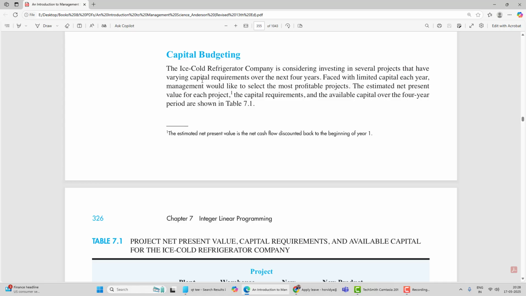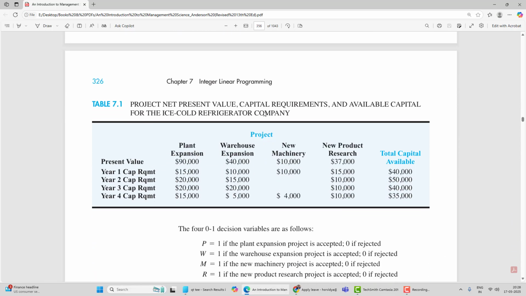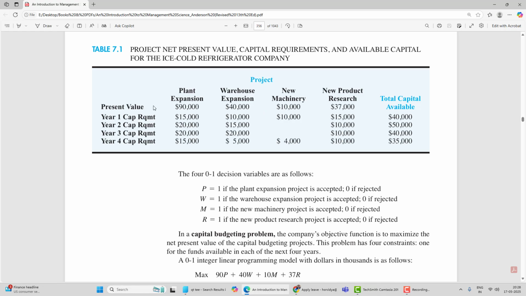The Ice Cold Refrigerator Company is considering investing in several projects that have varying capital requirements over the next 4 years. Faced with limited capital each year, management would like to select the most profitable projects. The estimated net present value for each project, the capital requirements, and the available capital over the 4-year period is given in table 7.1. So this is the table where all the information is available.